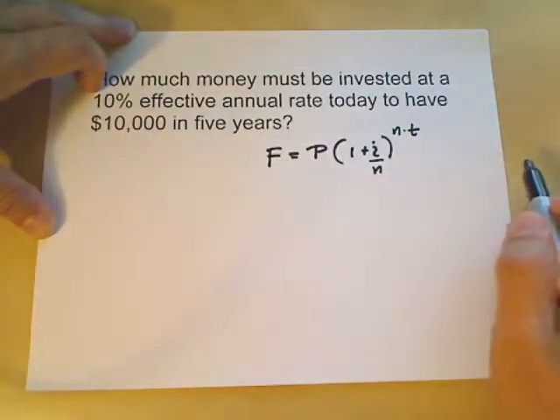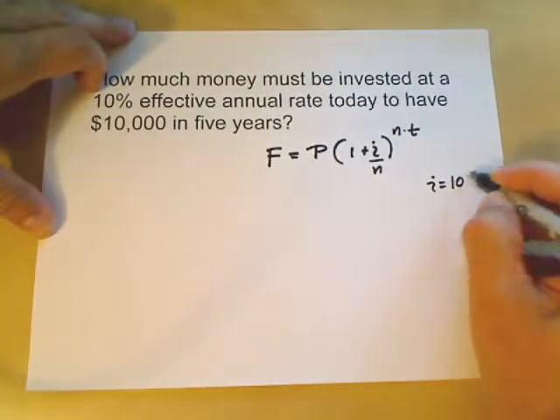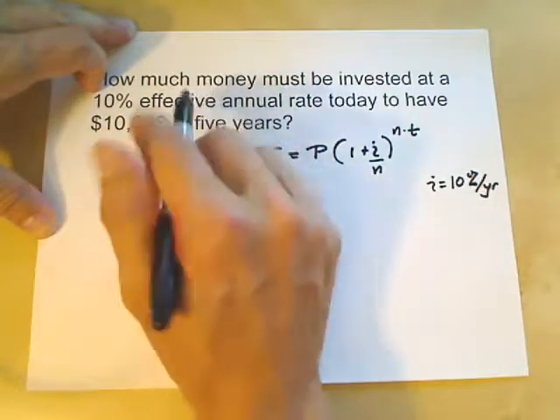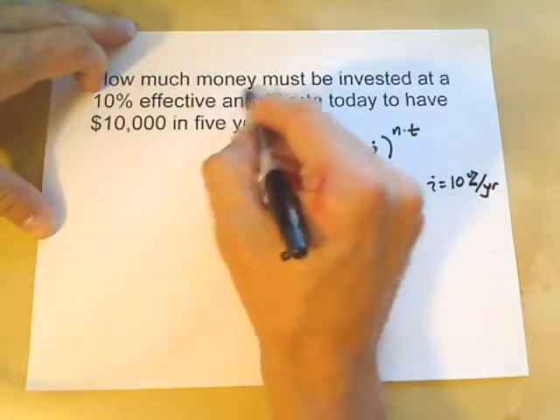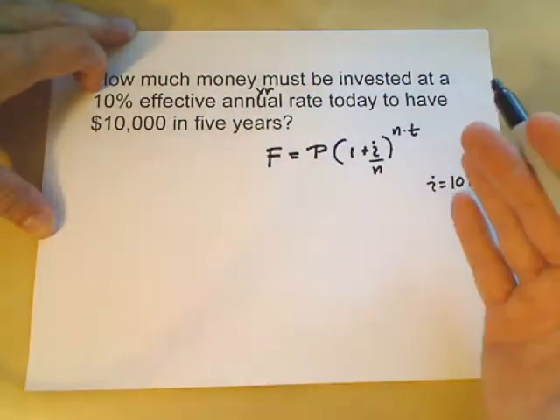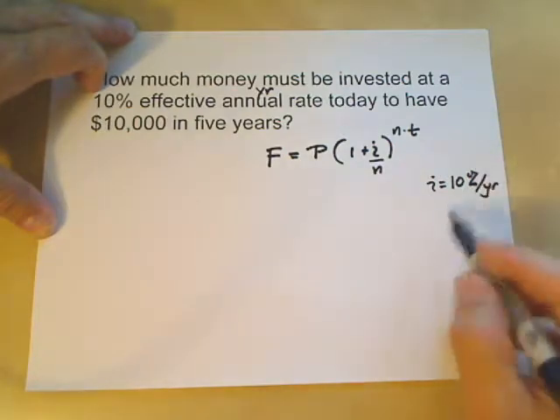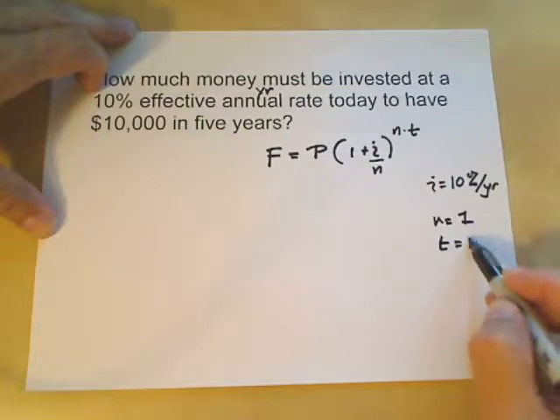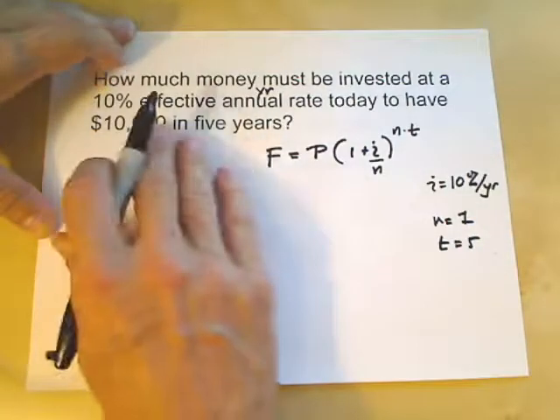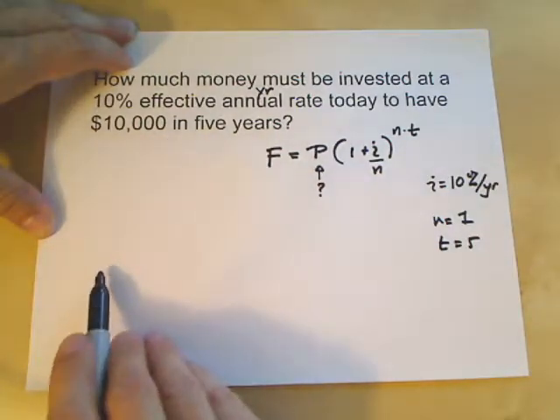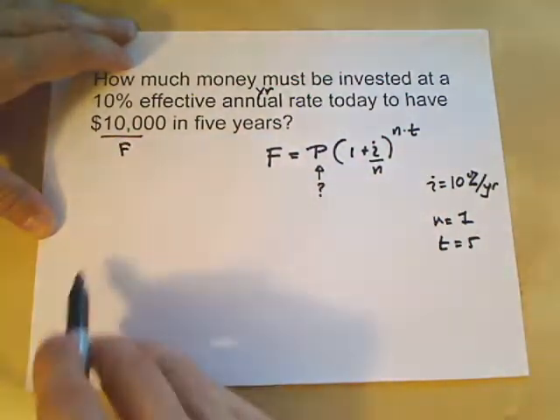Effective annual rate means I is 10% per year. And because it's an effective rate, we don't worry about compounding periods. N is 1 compounding period per year, T equals 5. How much money must be invested today to have 10,000 in 5 years? So this is the future amount.